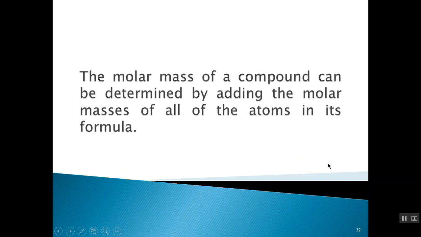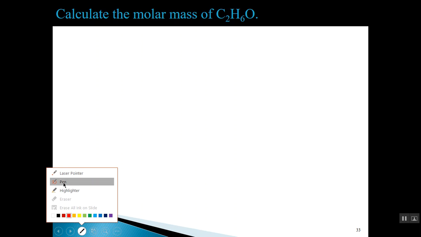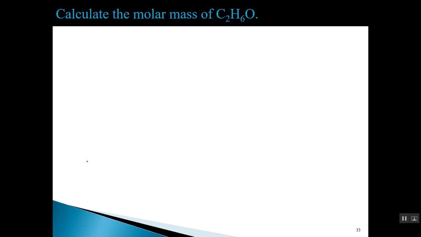In fact, it's basically numerically the same thing as the formula mass for a compound, excepting that instead of AMU units, we use grams per mole for the units of molar mass. So it's very easy to calculate the molar mass of a compound such as this. All you have to do is consult the periodic table and look up the molar masses of the respective elements.